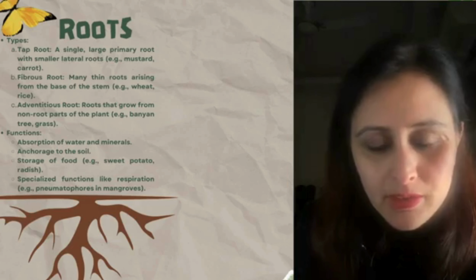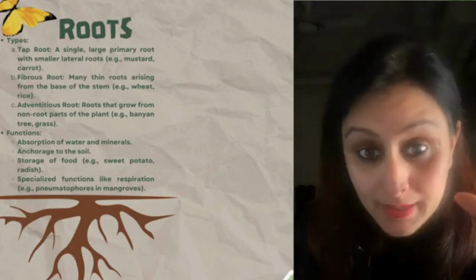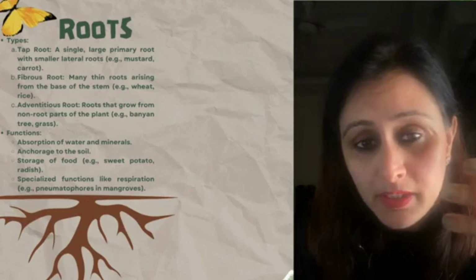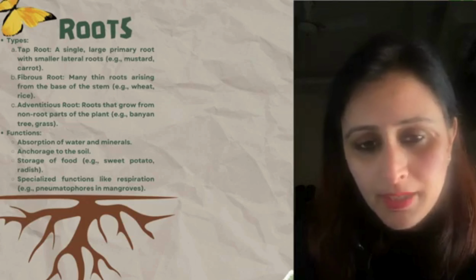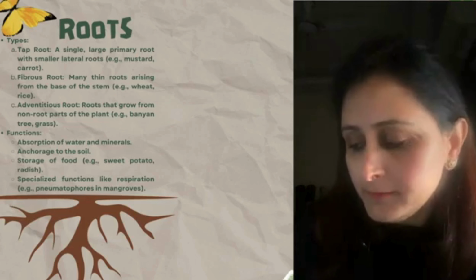So here are the characteristics of roots, that is, what types of roots there are. We have talked about the 3 types of root: taproot, fibrous root, and adventitious roots, right?